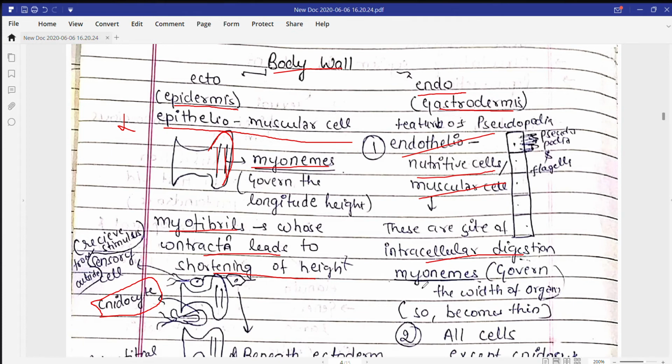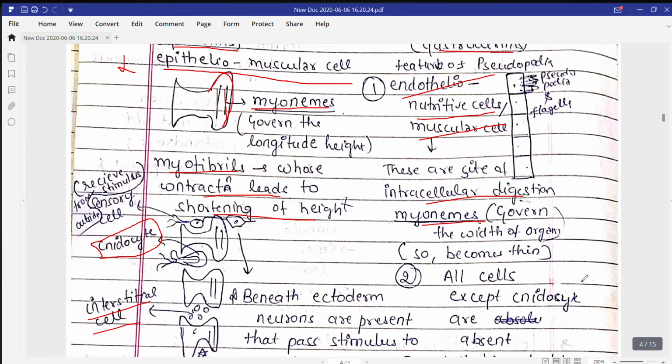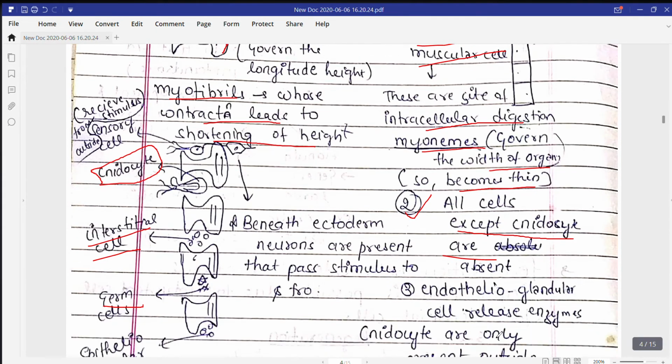They also have myonemes, and here the myonemes govern the width of the organ. In the epidermis they govern the longitudinal height, while in the endodermis they maintain the width of the organ, so here they become thin. All the cells found in the epidermis are also found in the endodermis, except, and this is very important, cnidocytes, because cnidocytes are absent in the endodermis.